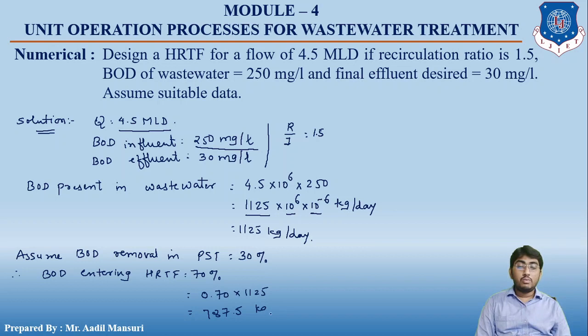So that will be equals to 787.5 kg per day. Understood, students? So what we did is, first we have found out they have given us discharge, so we found out total BOD present in the total discharge, right? And assuming that 30% of BOD is removed in primary sedimentation tank, we are calculating the BOD that is entering in high rate trickling filter.